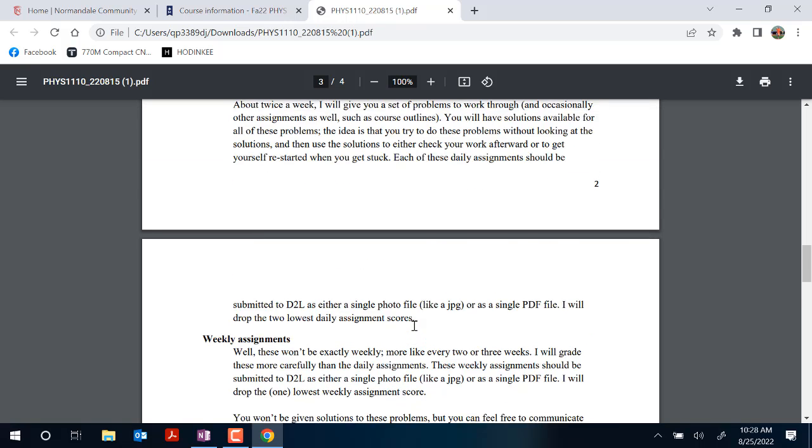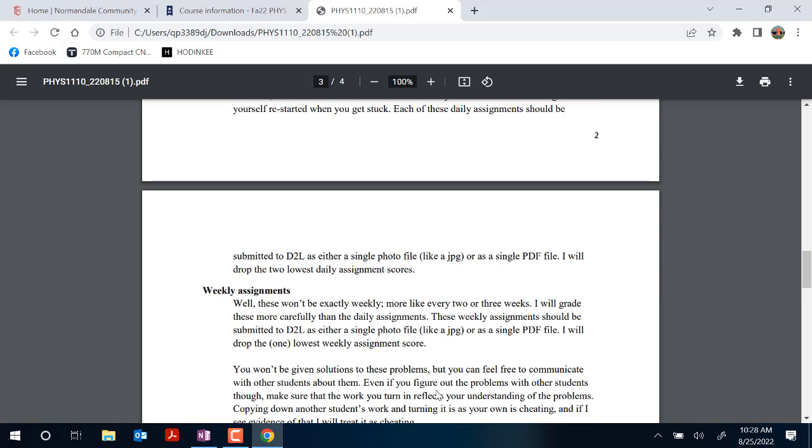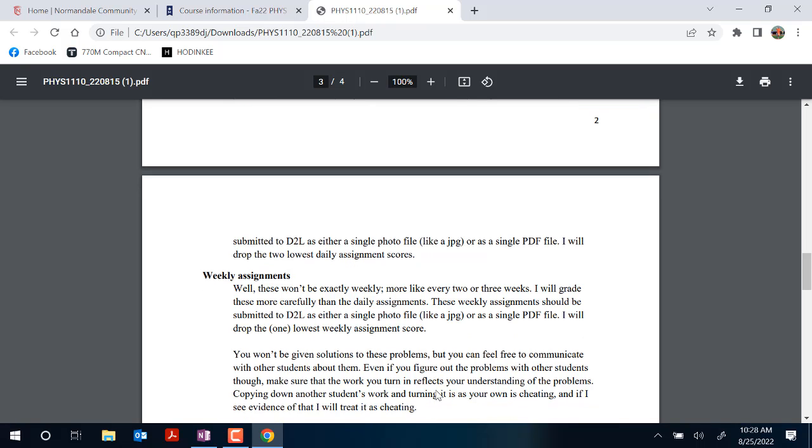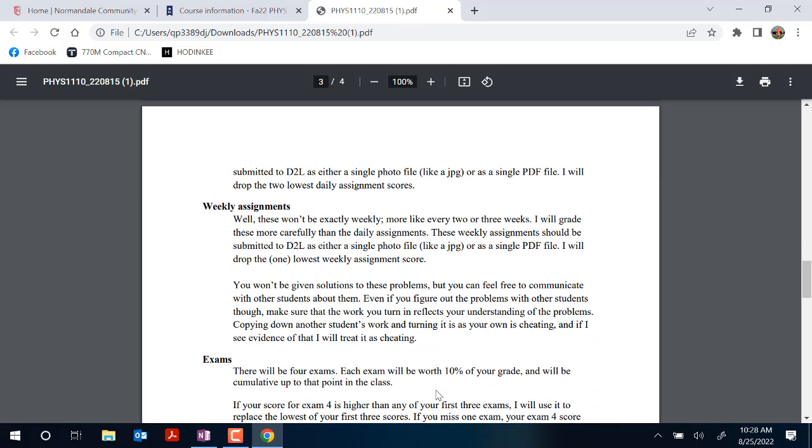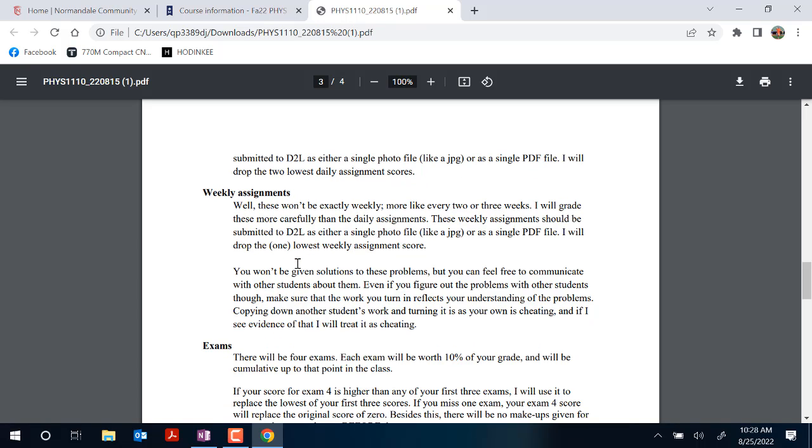On the daily assignments, I'll drop the lowest 2 scores. So basically, you could skip a couple of those and it wouldn't affect your grade. Although you need to learn that material for the exams and stuff. And the weekly assignments, I said I'm dropping just the 1 lowest score of those. So if you do really badly on one of those, it doesn't have to mess up your grade.